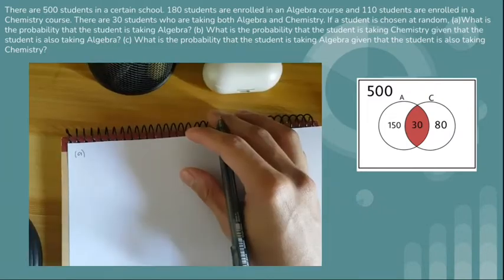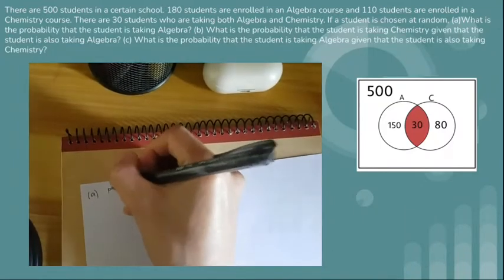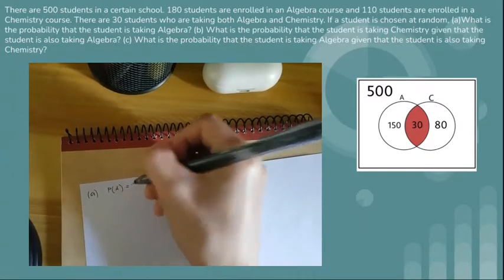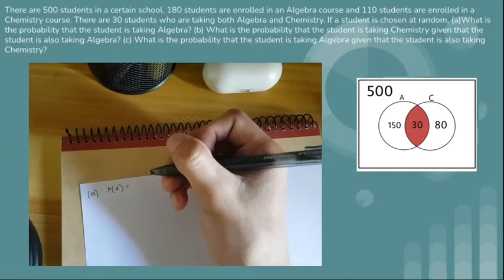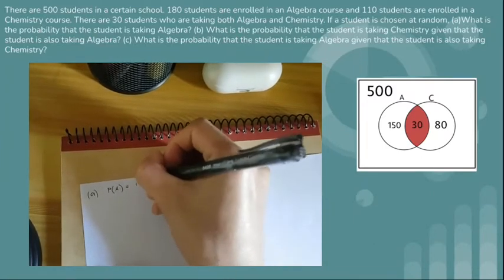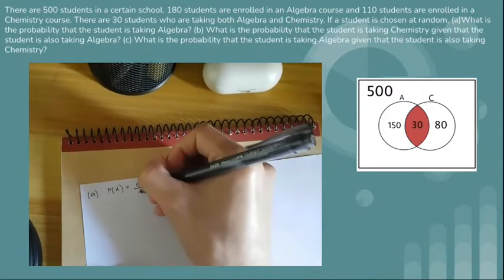So, unang problem is, what is the probability that the student is taking algebra? Probability of student taking algebra. So, ilan yung total student natin who are taking algebra only? Diba, 150. Tapos, yung sample space natin is 500.